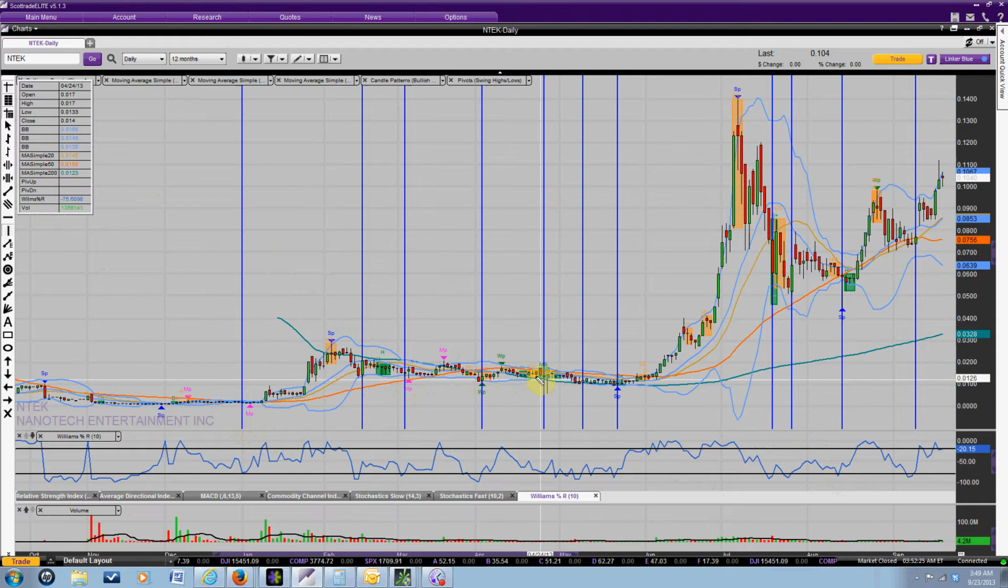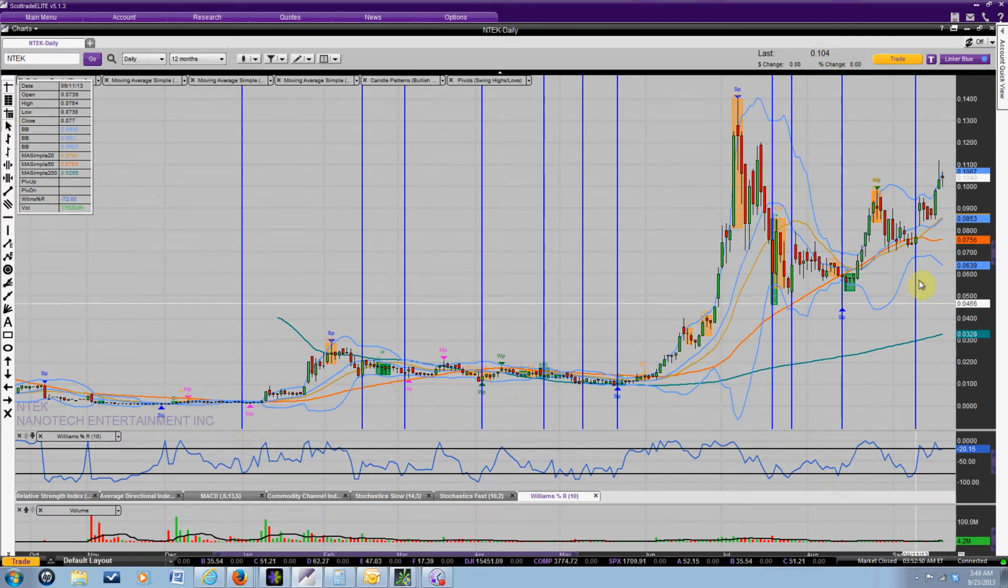Now, with the Williams Percent R, I use the setting of 10 that works on a 10 moving average period. Even though I do a lot of longer term trades, the 10 gives me that little shorter term feel, and it's my preferred value to use for the Williams Percent R. Most of your brokers, most of your charting software out there will have Williams Percent R on it.